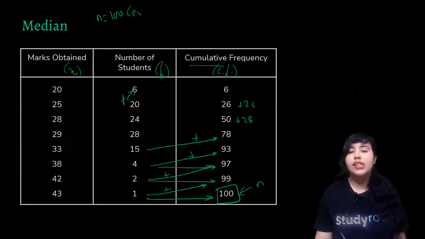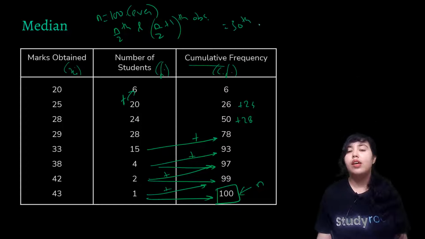Now you will figure out if it's even or odd. So 100 we know is even. So you look at two observations. What are those two observations? N by 2th and n by 2 plus 1th observation. So that means 50th and 51st observation.